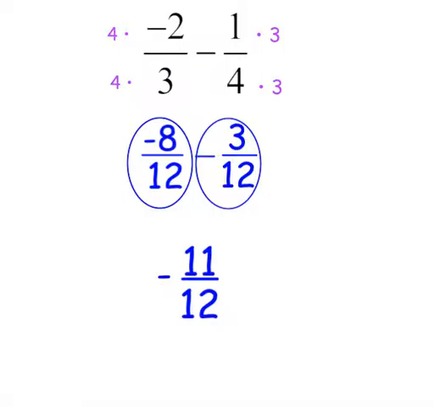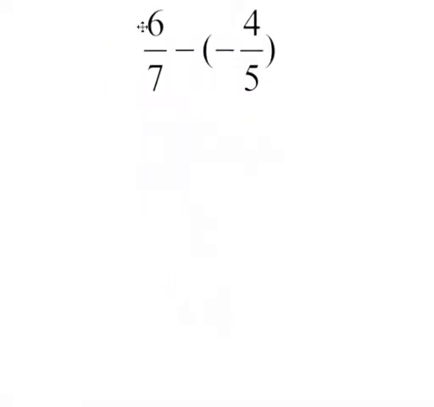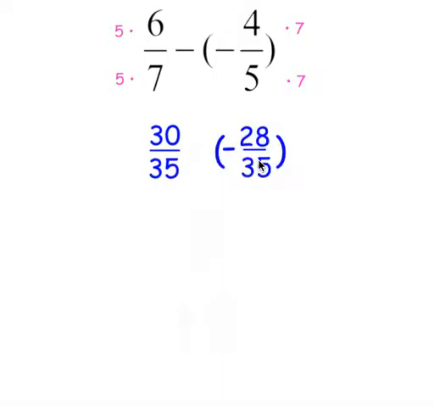Take a look at the next one. 6/7 minus negative 4/5. Again, we need to find a least common denominator. So 35 is going to be the new denominator. So my equivalent fractions would be 30/35 and negative 28/35. Again, don't forget to bring down that subtraction sign.